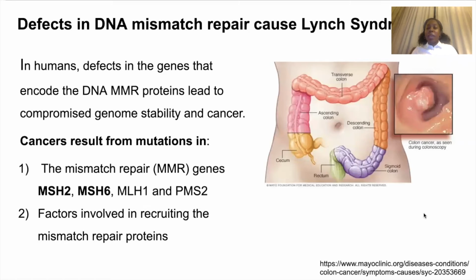Defects in DNA mismatch repair cause Lynch syndrome, which is a syndrome composed of various cancers such as rectum, colon, and ovarian. These cancers result from mutations in mismatch repair genes such as MSH2, MSH6, MLH1, and PMS2. They also result from mutations in factors involved in recruiting the mismatch repair proteins to the DNA.